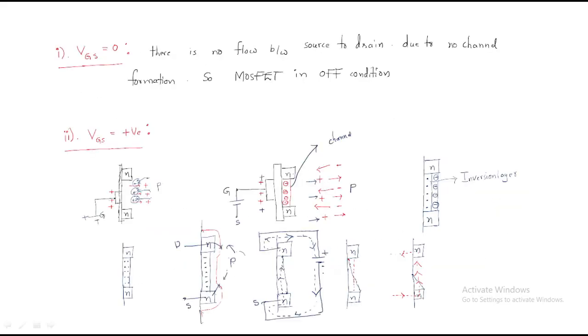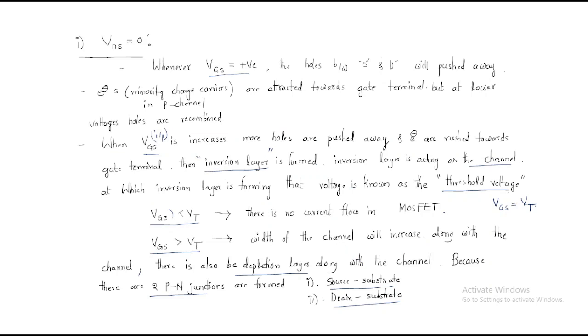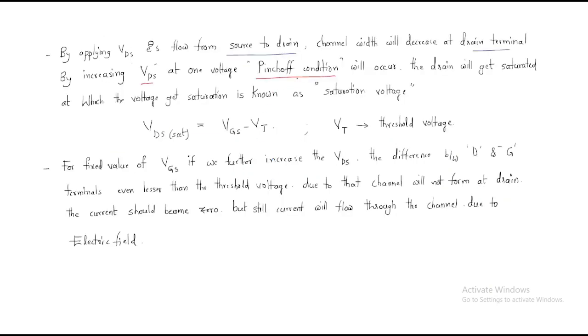At one point, it will become a zero channel at the drain. That is called the pinch off condition. The drain will get saturated, and the voltage at which it gets saturation is known as the saturation voltage. At which VDS voltage, that is, at which output voltage the drain will get saturated, that is called the saturation voltage.